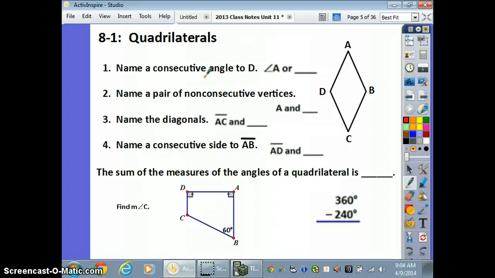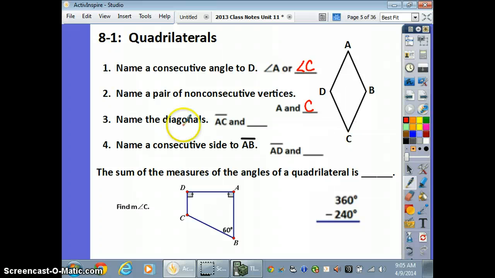Okay, so a consecutive angle to D, I'm giving you one of them. If you follow along this line segment, it's angle A, or you could go this way, which would be angle C. Name a pair of non-consecutive vertices. Now I'm not talking about the angle, I'm talking about the vertex, the point. So A, we know D and B are consecutive, but the one that's not consecutive to A would be C. A and C are not beside each other. There's no segment connecting them.